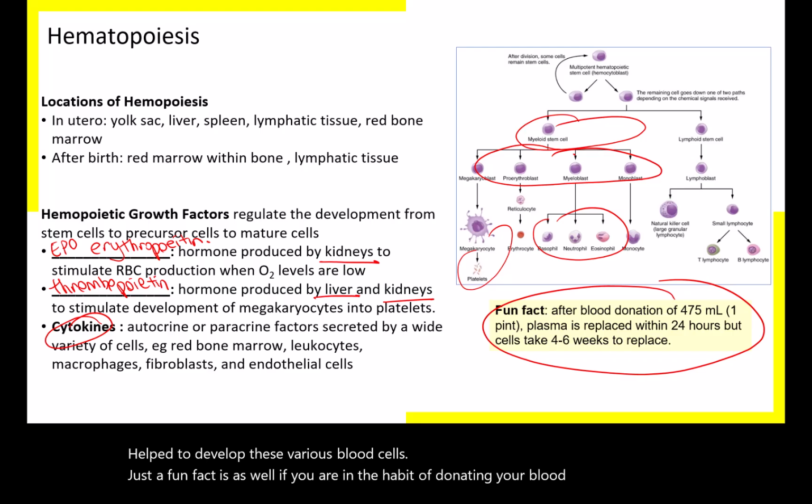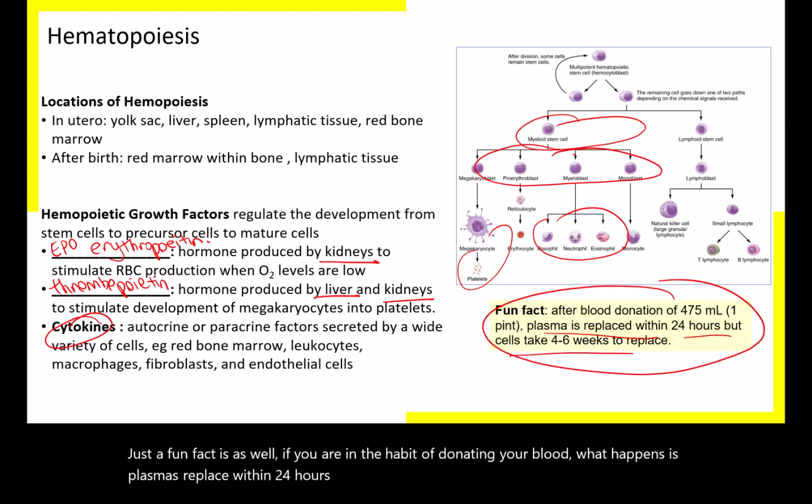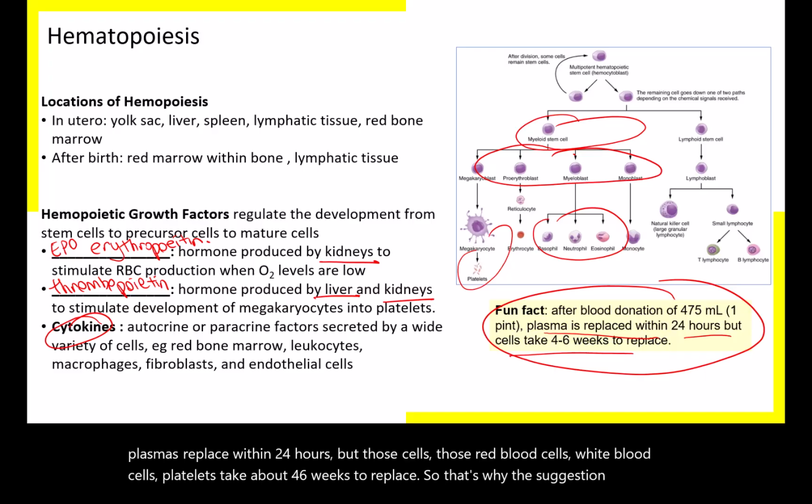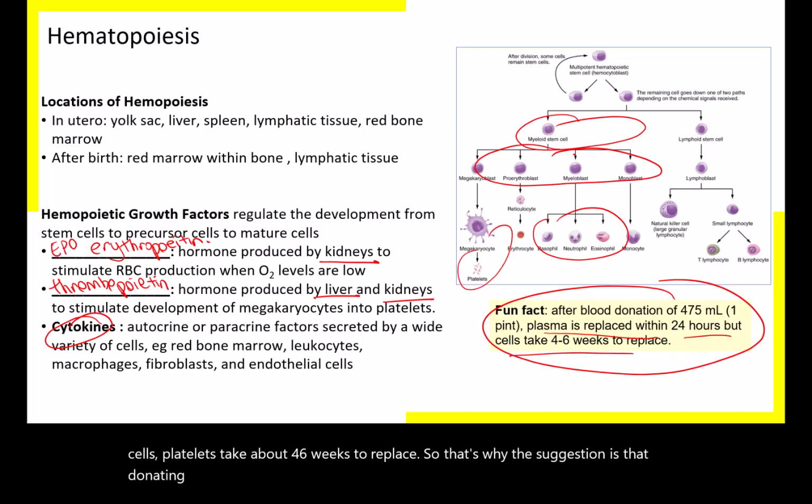Just a fun fact as well, if you are in the habit of donating your blood, what happens is plasma is replaced within 24 hours, but those cells, those red blood cells, white blood cells, platelets, take about 4 to 6 weeks to replace. So that's why the suggestion is that donating blood is awesome, but you need to actually wait a certain period in order for your cells to actually regenerate, as well as the plasma.